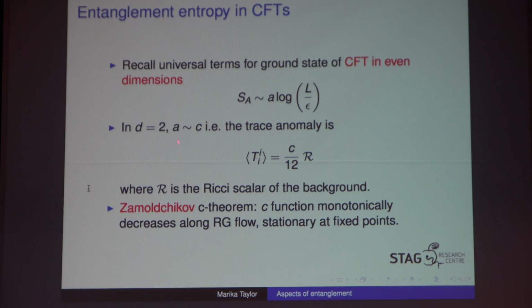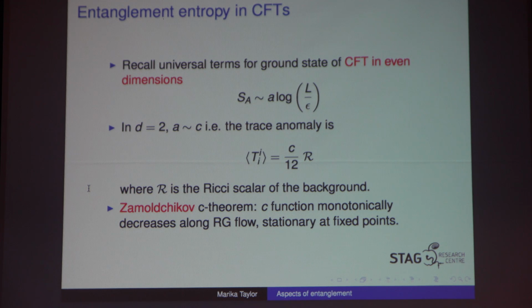And in particular, in 2 dimensions, somewhat confusingly, the A anomaly is actually called C. This was because when people first labeled the anomalies in 4 dimensions, they got the labels the wrong way around. They labeled one of the anomalies as C, which is really not the analog of the 2-dimensional anomaly, so the labeling is inconsistent. But in 2 dimensions, this coefficient is basically the C, the coefficient of the anomaly.